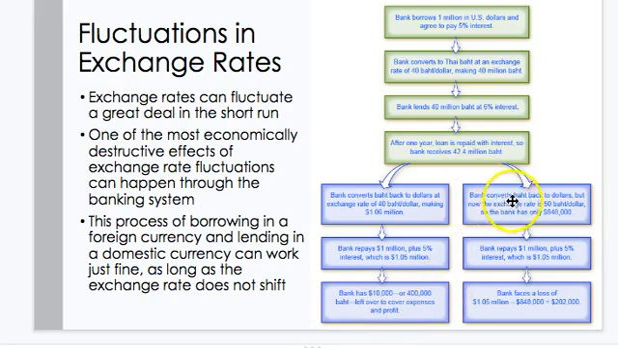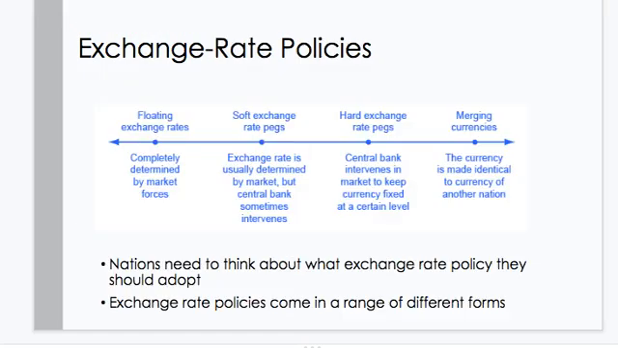But what if the bank converts baht back to dollars, but now the exchange rate is 50 baht per dollar? So the bank has only $848,000. Bank repays the 1 million loan plus 5% interest, which is 1.05 million. Bank now faces a loss. 1.05 million minus 848,000 is a loss of 202,000, because there was a different exchange rate, baht per dollar.